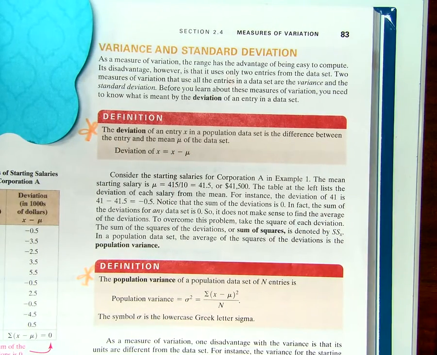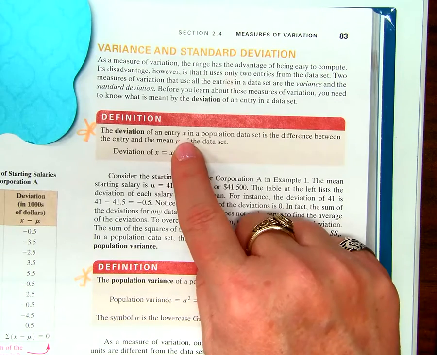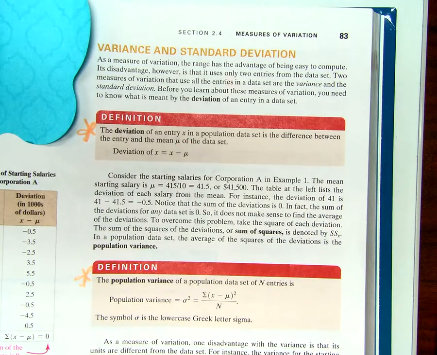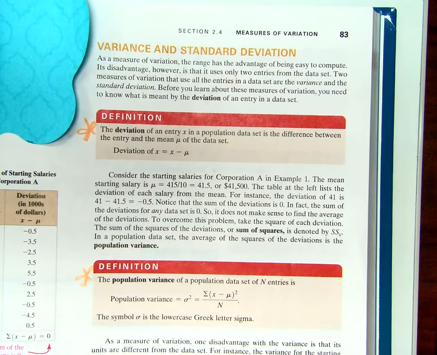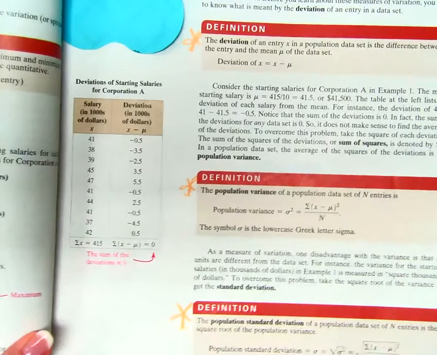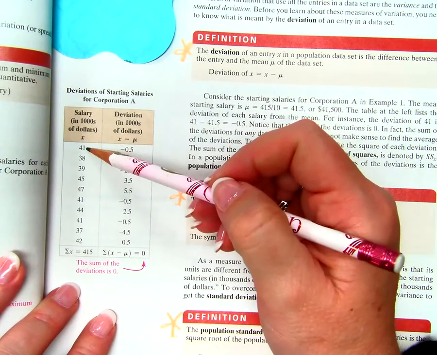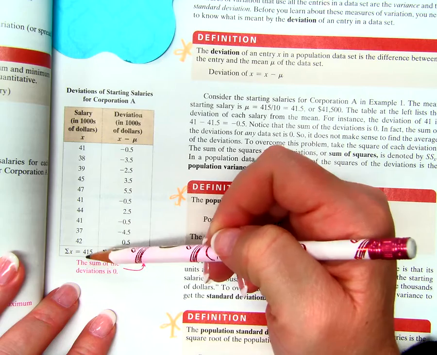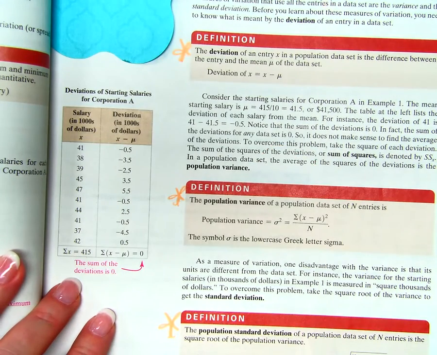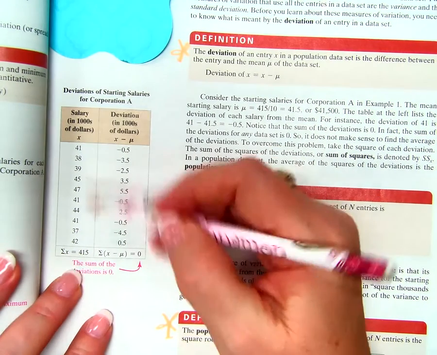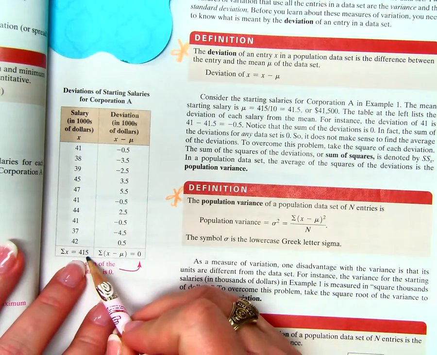So first of all, you need to know what deviation is, okay? The deviation of an entry, X, that's what each entry is called, an X. So the deviation of each entry in a population data set is the difference between the entry and the mean, which is the mu of the data set. Okay? So if we have this particular data set right here, and we add them all up and divide by however many, because remember how we find the population mean, add them up and divide by how many, we would get 41.5.